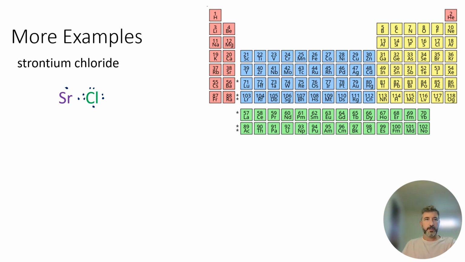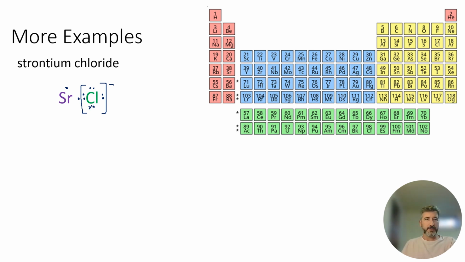So strontium has 2 that it can lose. Chlorine, though, if it gains just 1, it's going to be full, right? It's going to have 8 valence electrons. And so what I'm going to go ahead and do is draw that 1 electron as a little X. The only reason I'm drawing it as an X is just to show that it didn't start off with the chlorine atom. It got transferred there.